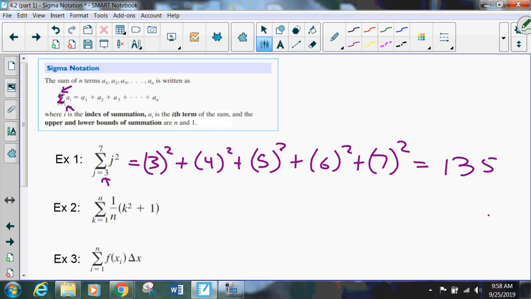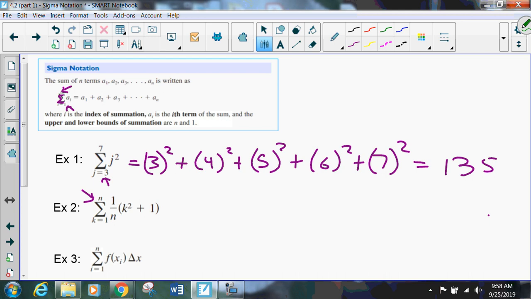And so example 2 has something different going on because we do have a rule that involves k, the k squared plus 1, but then we see this n. And we notice n is actually really a constant because n stands for whatever our upper bound is. That's going to be a constant. It's going to be a number.